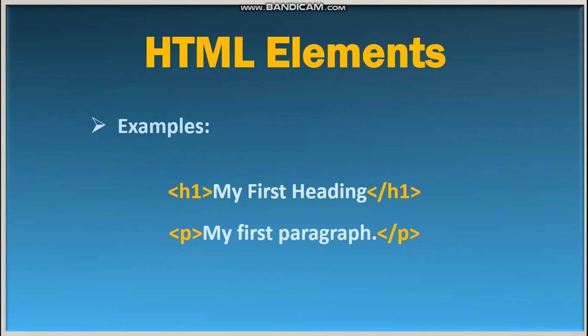Similarly, for paragraph, we start paragraph element with p tag, then write some paragraph. I have wrote here my first paragraph and the paragraph closing tag. So this is the way how to write HTML elements in our HTML doc.